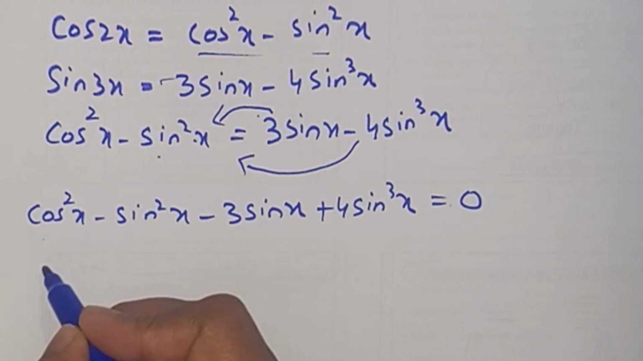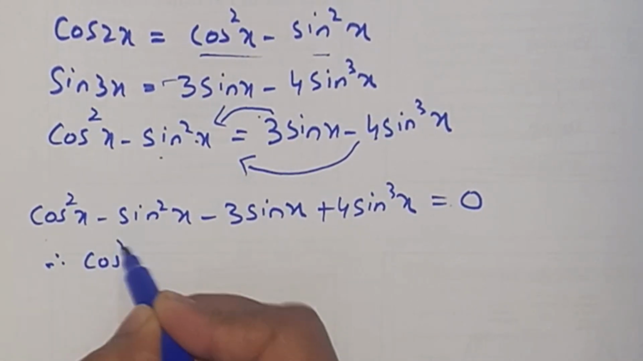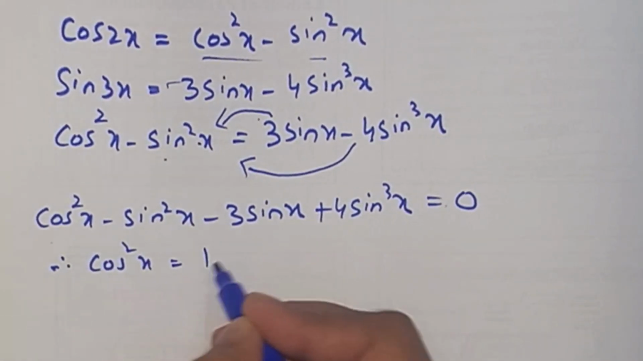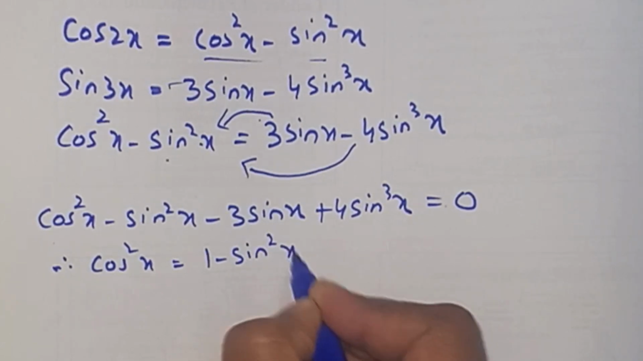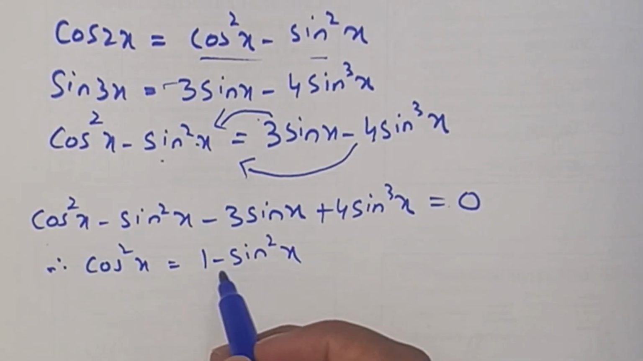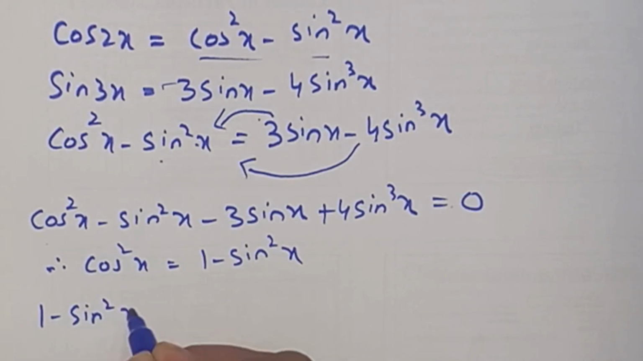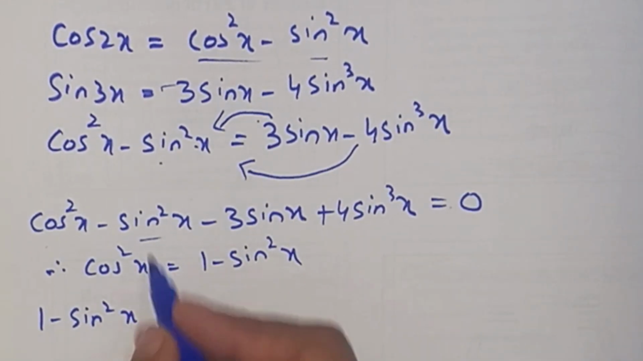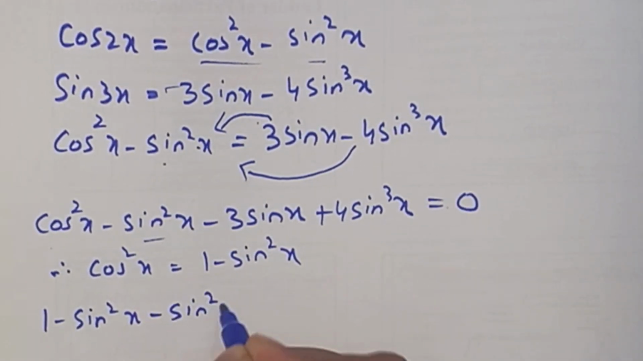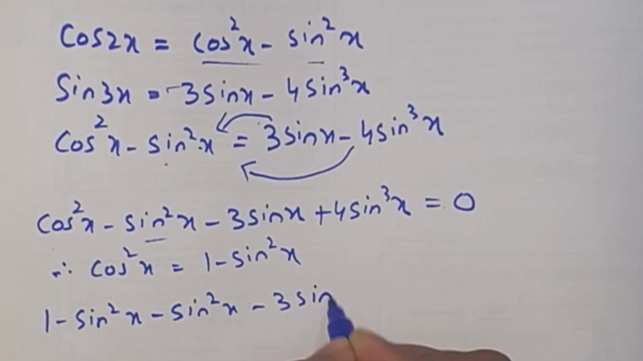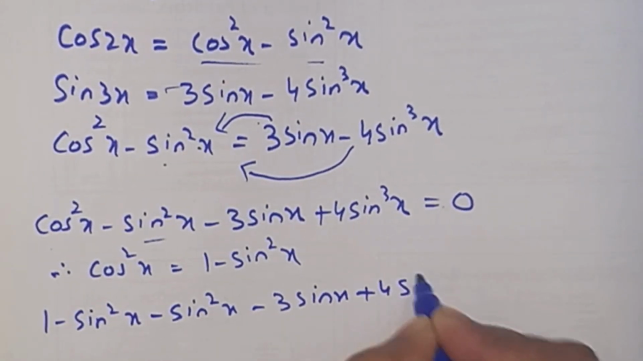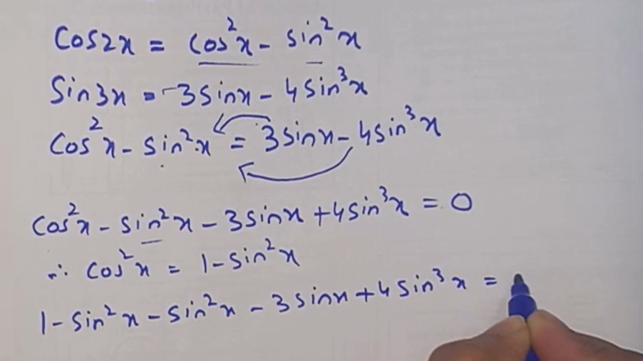Since cos square x is equal to 1 minus sine square x, we replace cos square x by 1 minus sine square x, and we copy the remaining terms. So this is 1 minus sine square x minus sine square x minus 3 times sine x plus 4 times sine cube x, equal to 0.